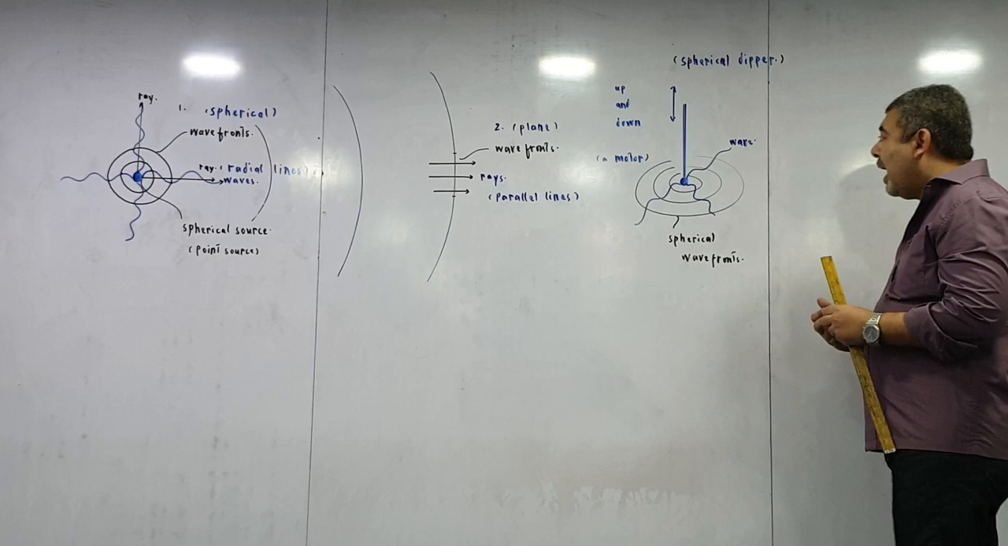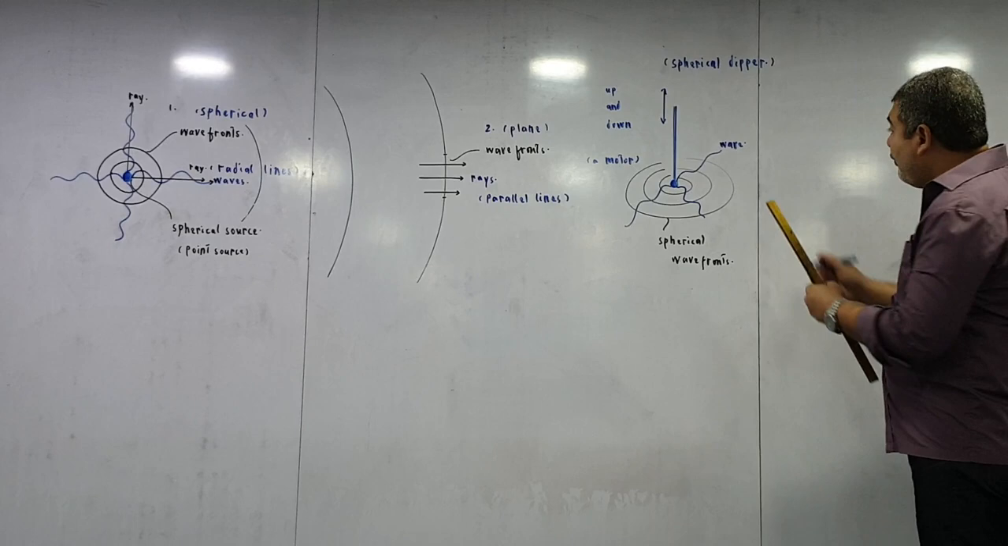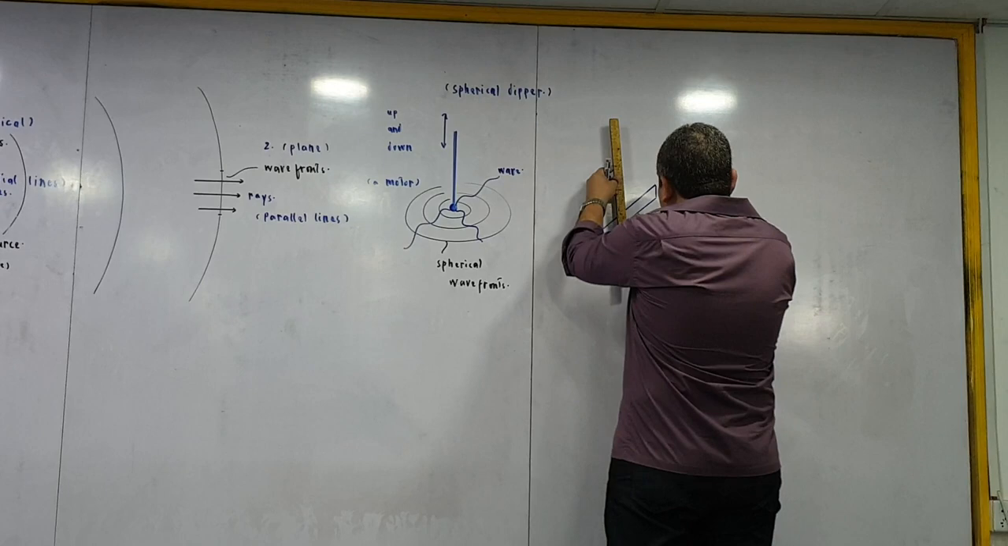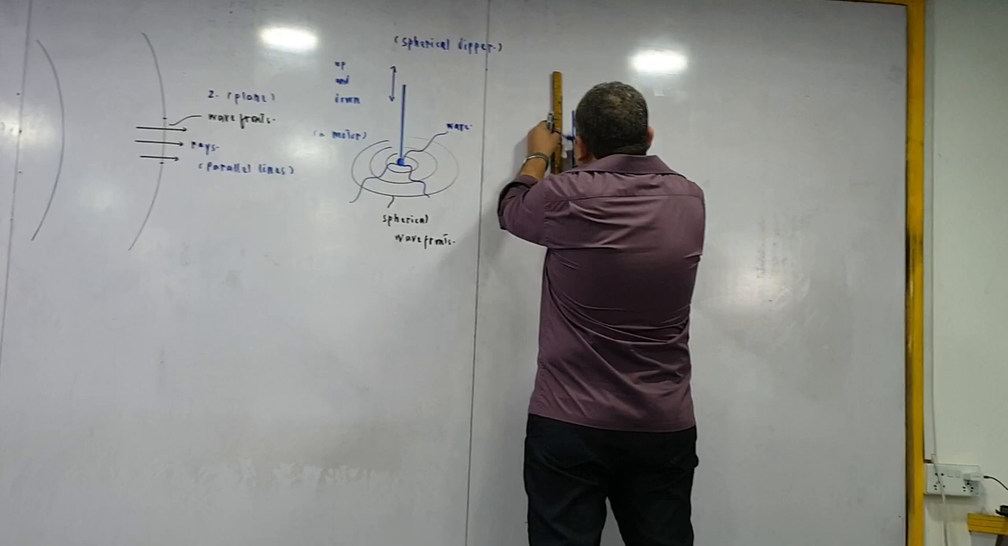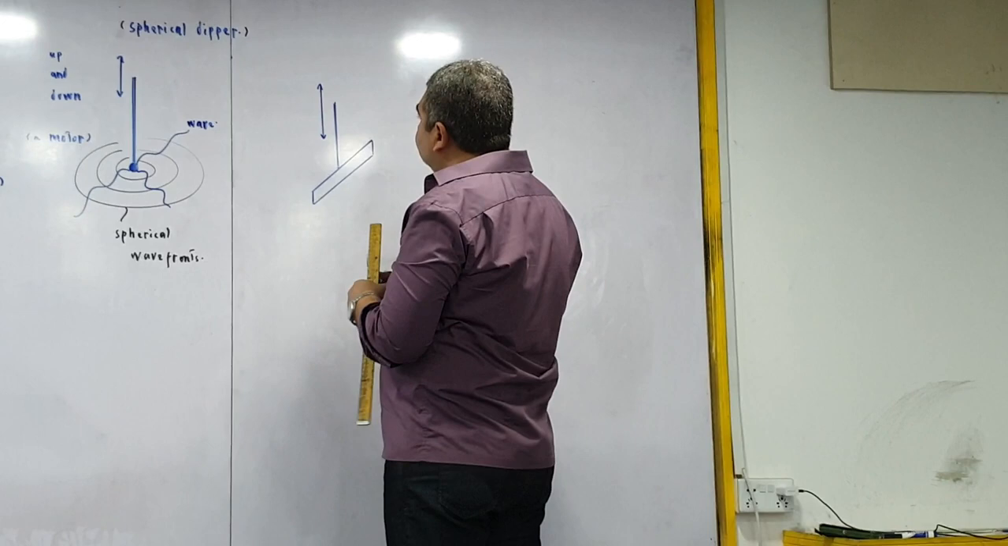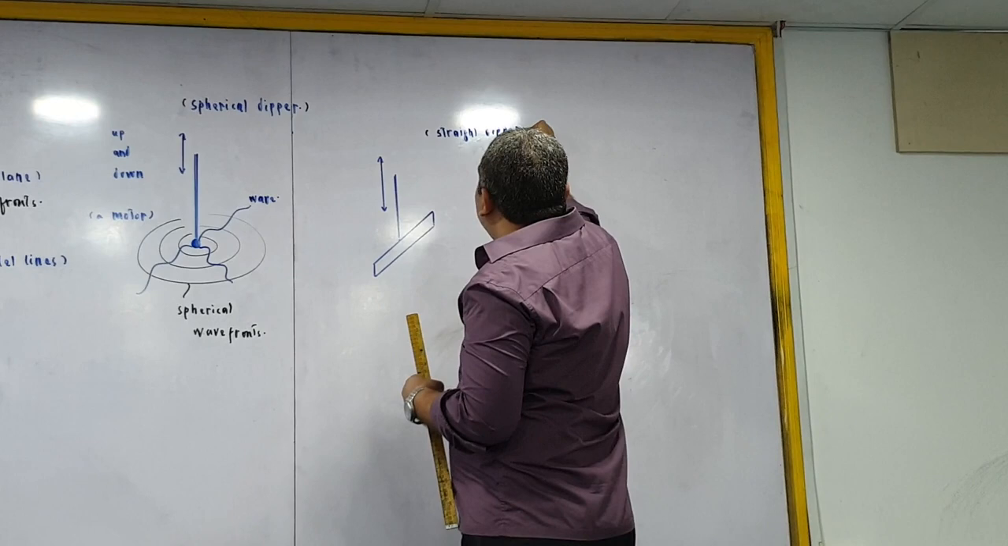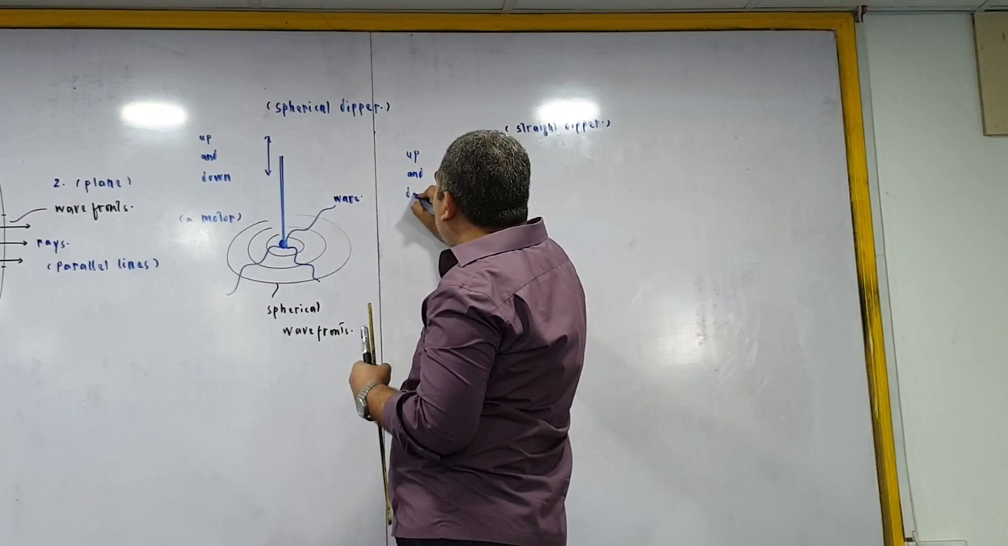Now what about plane wavefronts? How will they be formed? If we have a plane dipper. A plane dipper is somewhat like this, and this is the handle again, same. It's moving up and down. This is a straight dipper. Again, this is moving up and down in water with the help of a motor.